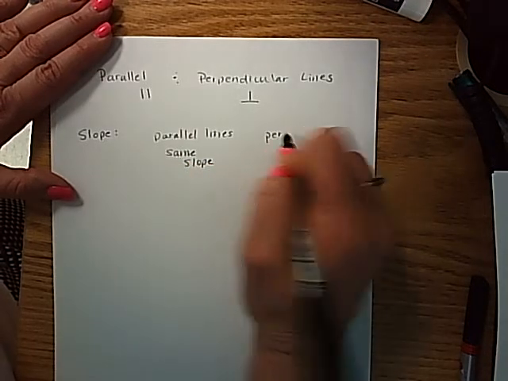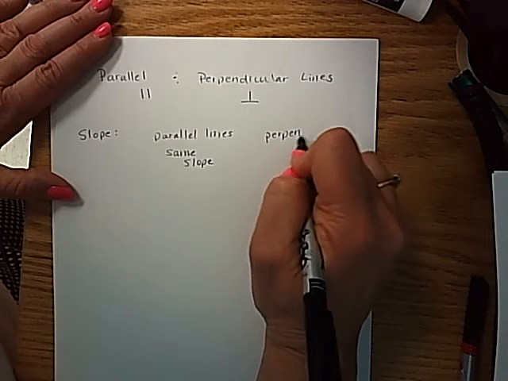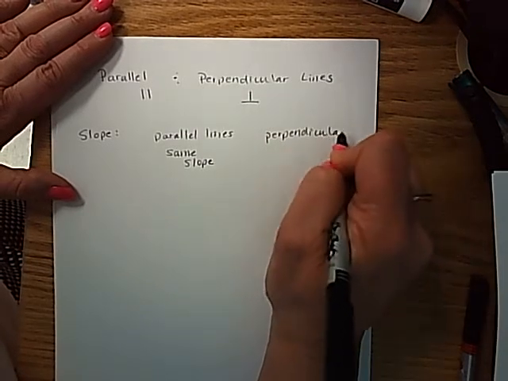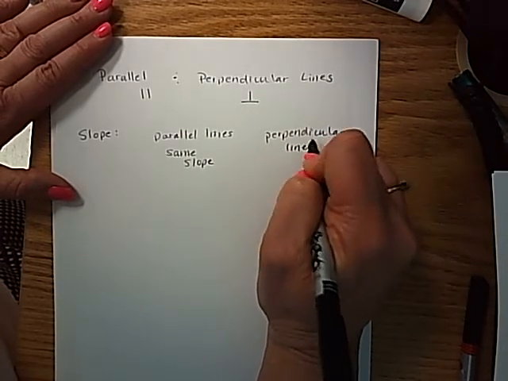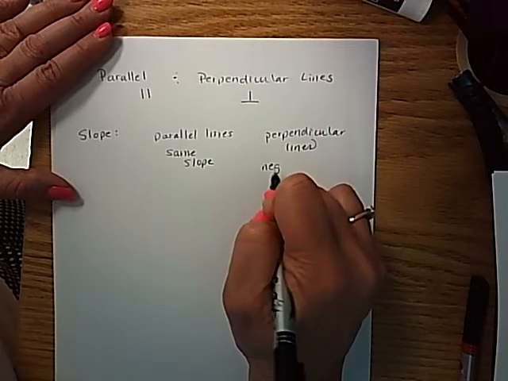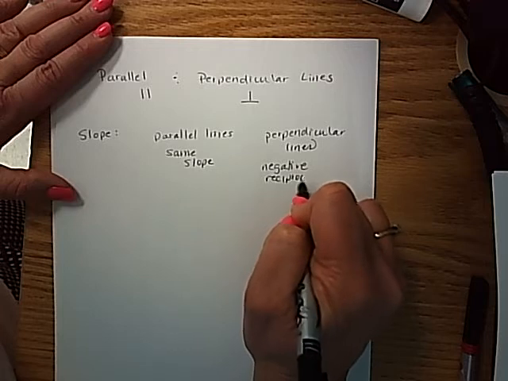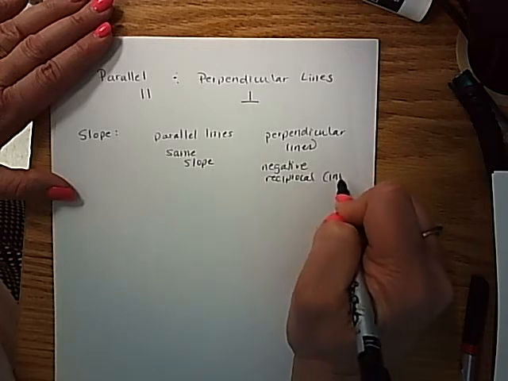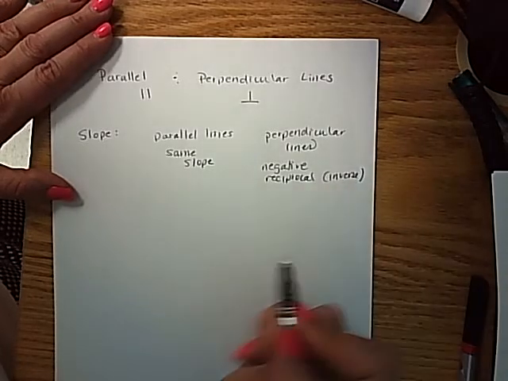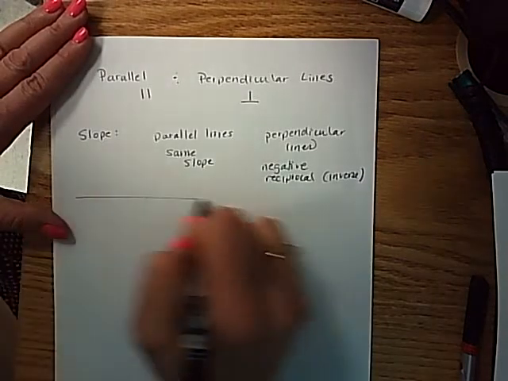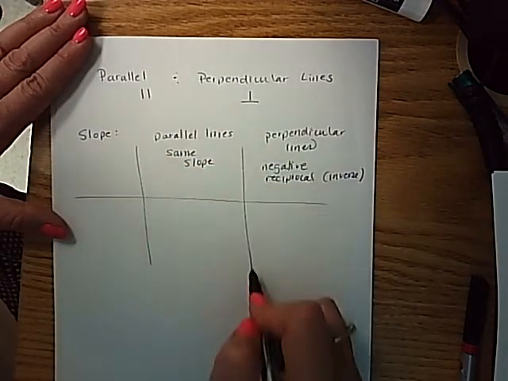When I'm talking about perpendicular lines, they have what we call a negative reciprocal, which some of you called an inverse. Same thing. That means, I'm going to create a little chart here for you, just like we did in our notes.